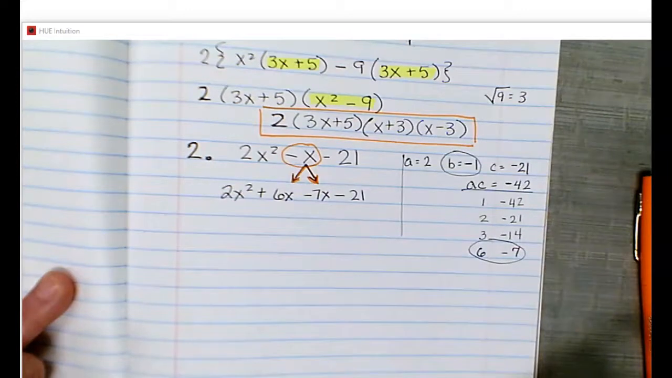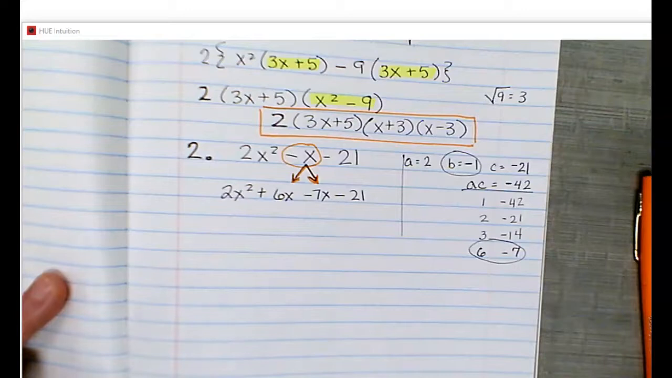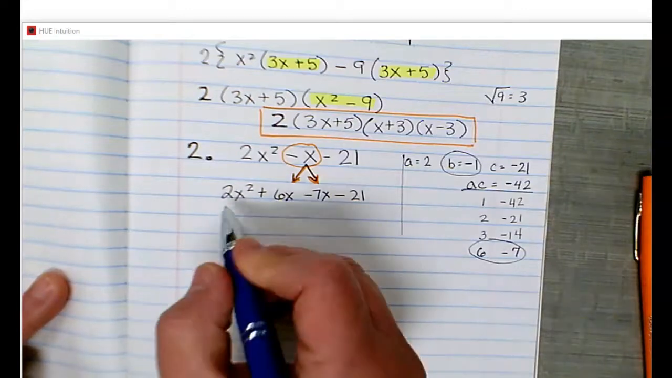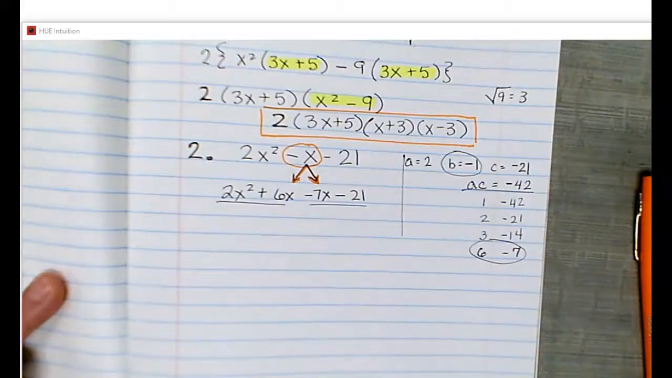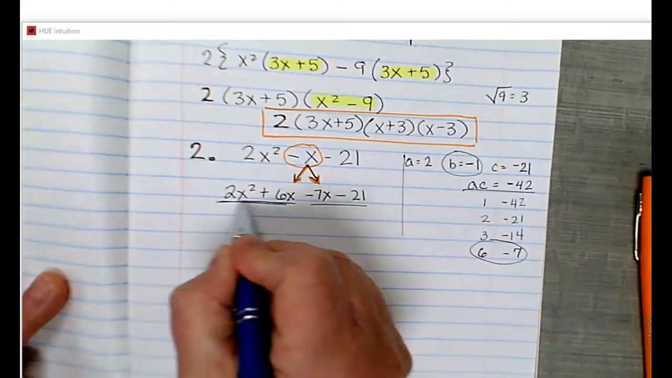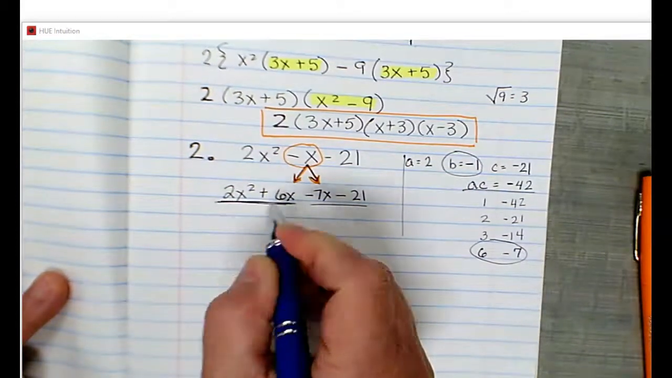Why did I do that? Didn't that just make it more complicated? I took a trinomial and made it into a polynomial. But now I have two groups of 2. That's why I did it, to break it into 2 groups of 2. Can I factor something out of this group?